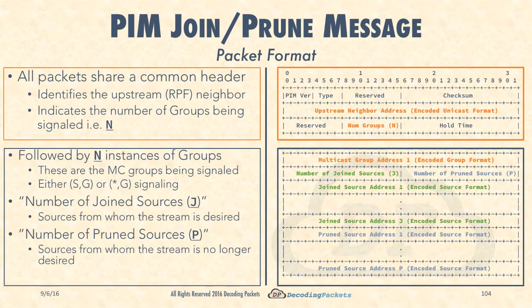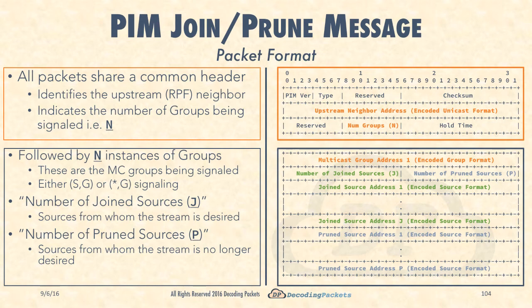So here's the packet format for the PIM Join Prune message. Now, I've further broken it down into an orange field and a navy blue field. The orange field is a common header that is shared by all of the packets. So all of the packets will have this common message or these common fields.